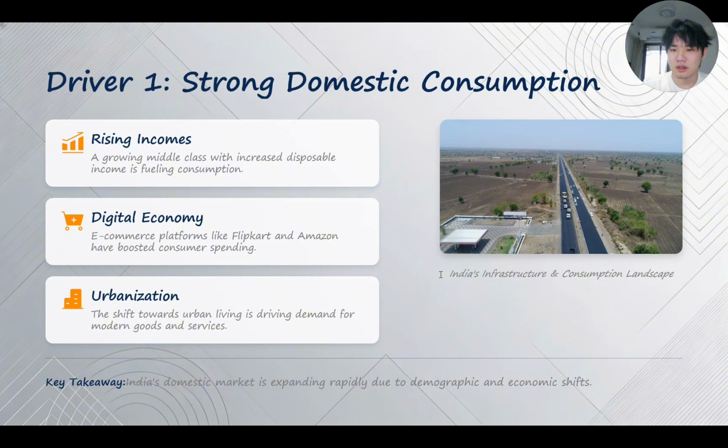One major driver is strong domestic consumption. India's growing middle class has more money to spend, and the digital economy, with platforms like e-commerce and online marketplaces, has made shopping more accessible. Urbanization is also playing a key role in increasing demand for modern products and services.